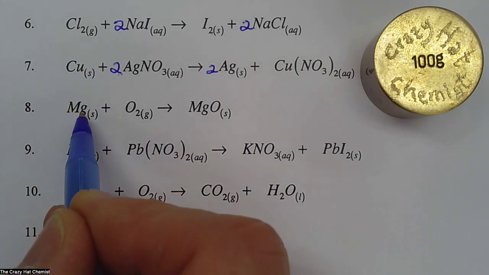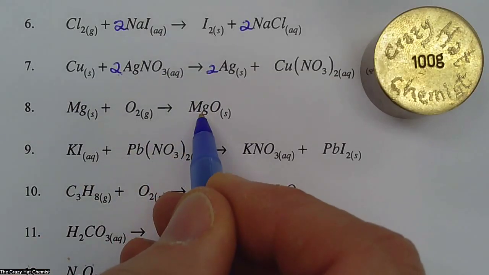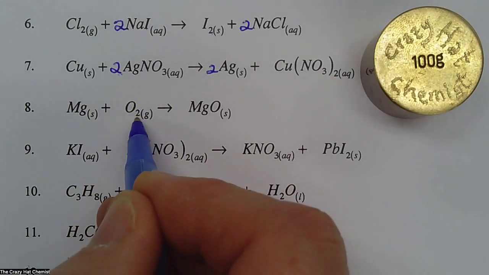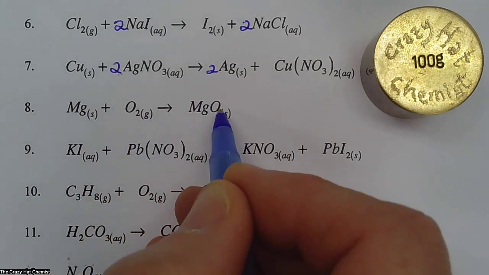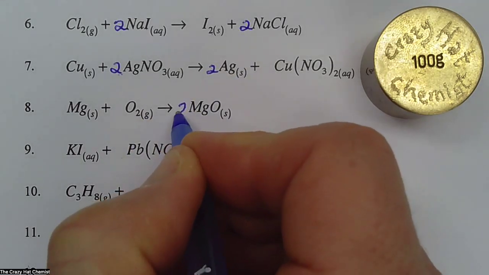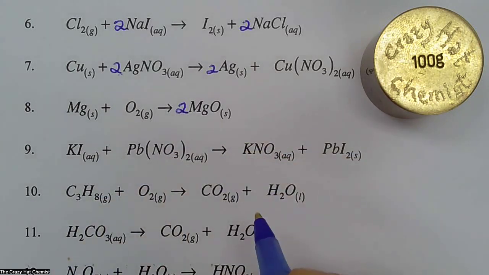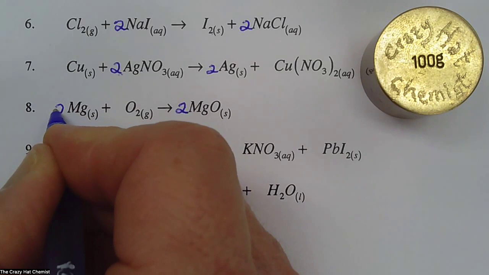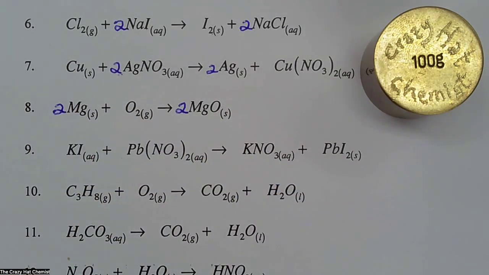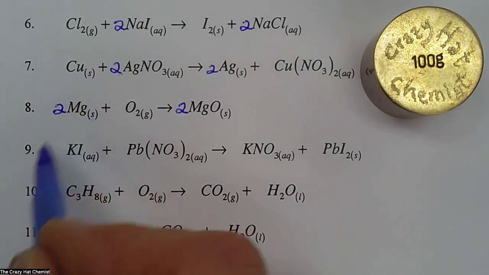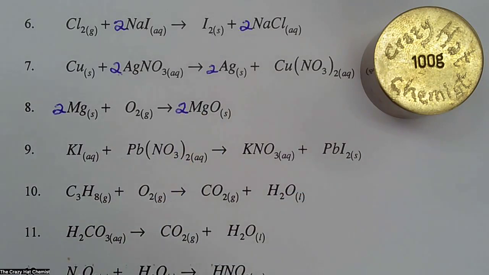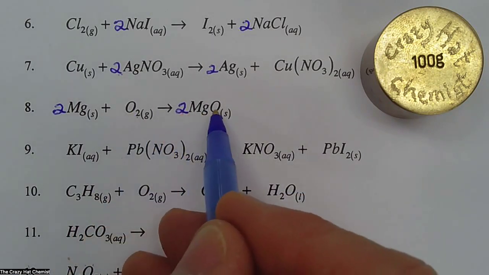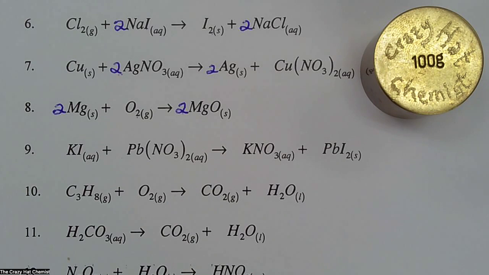There's 1 magnesium on the reactant side and 1 on the product side. 2 oxygens on the reactant side, 1 oxygen on the product side. I'm going to put a 2 coefficient in front of the magnesium oxide. I've unbalanced the magnesium, so now I'm going to have to place a 2 coefficient in front of the magnesium element right here. There are 2 magnesiums on both the reactant and product side, 2 oxygens on both the reactant and product side. That one's balanced as well.